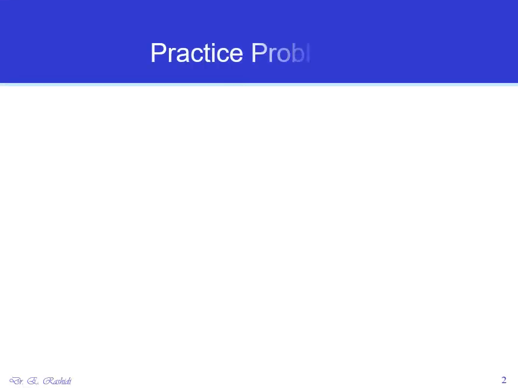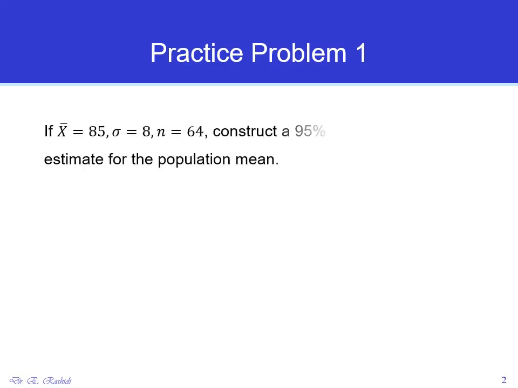Let's do a practice problem. So we want to estimate the population average for a population. We have taken a sample. The average of the sample is 85. The size of the sample is 64. The standard deviation of the population, suppose it is known, is equal to 8. We want to build a 95% confidence interval to estimate the population mean.